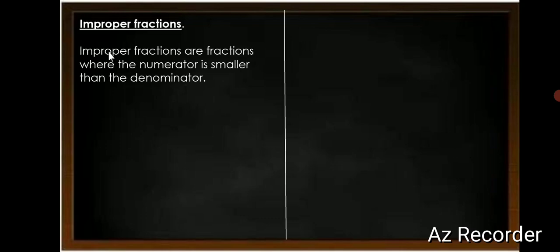Improper fractions. Improper fractions are fractions where the numerator is smaller than the denominator. Taking a look at some examples, we have 7 over 3. Another example, we have 10 over 6. We can see that the numerator is bigger than the denominator.